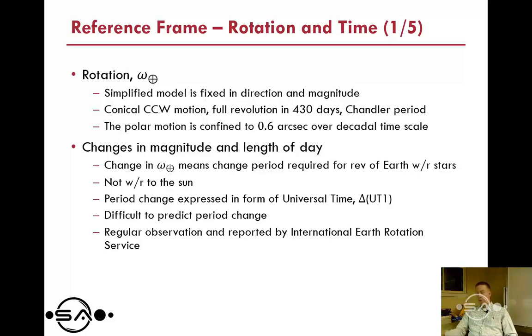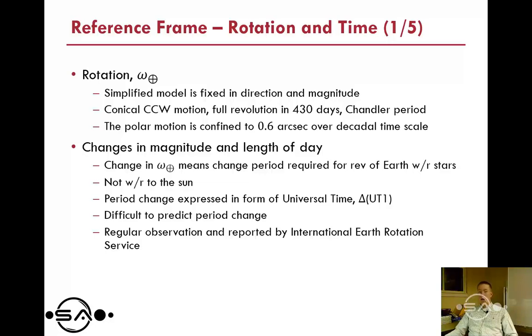So that polar motion is actually only confined to 0.6 arc seconds, so it's very small. So over a decade, or the decadal time scale, hope I pronounced that right, 10-year periods. How about that? So we can, with reasonable assumptions, simplify our model to say that the angular velocity is fixed in direction and magnitude. But clearly, this is overdetermination, and so we have to specify the accuracy to which we need, which may mean that we don't get to simplify that model and make those assumptions.